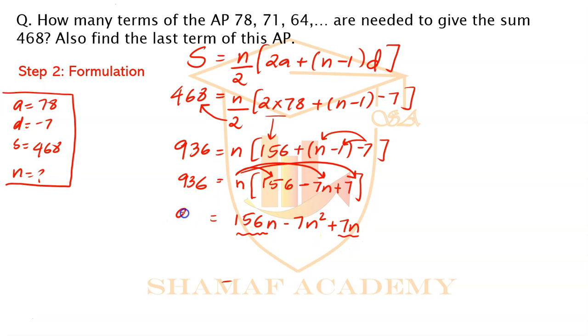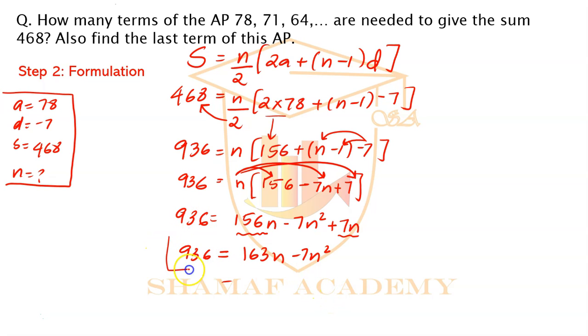Now we can actually calculate 156N and 7N. Let me just write this down. Okay, we can actually calculate this. We can add them because they are both like terms. So 156 plus 7 gives us 163N minus 7N square, and that is equal to 936.